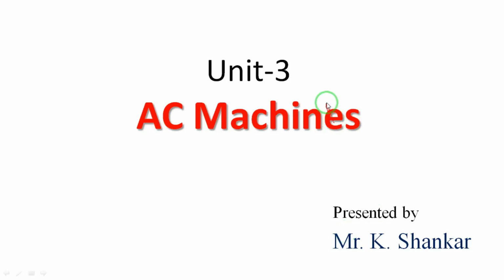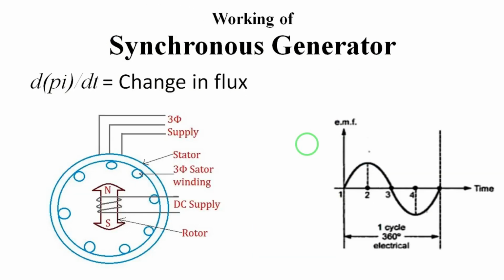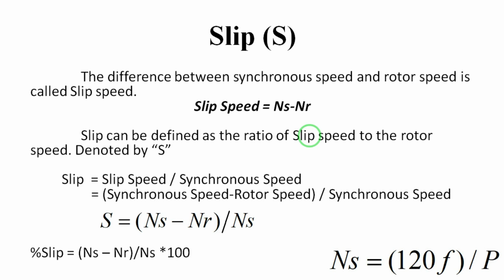Today we will learn about slip. It is under AC machines. Slip is very important in AC machines, so I will tell you clearly about the slip concepts. First of all, I want to tell you the definition of slip. What do you mean by slip? Slip is the difference between synchronous speed and rotor speed.